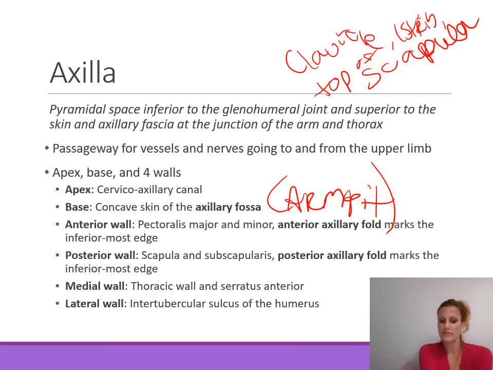The posterior wall is bounded by the scapula and subscapularis, the muscle that sits right underneath or on the back end of the scapula. Or I guess technically it would be the front of the scapula. The posterior axillary fold, this fold of skin right here at the back of the underarm, marks the inferior most edge of the posterior wall of the axilla. The medial wall is just the thoracic wall and the serratus anterior that sits on top of it. And then the lateral wall is formed by the intertubercular sulcus of the humerus, so the bone that's actually most lateral.